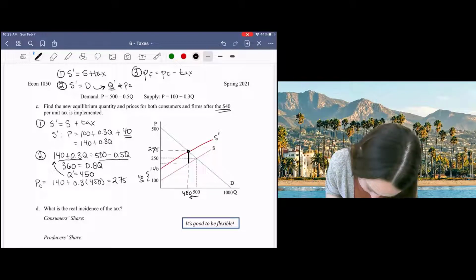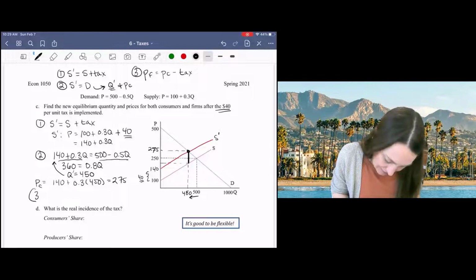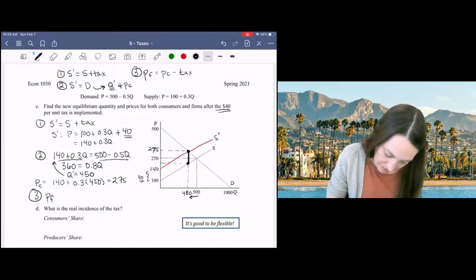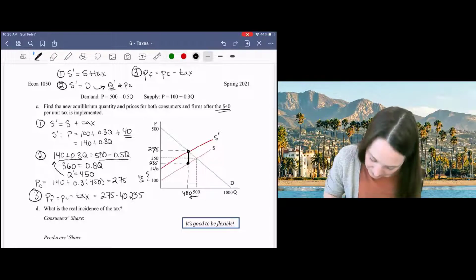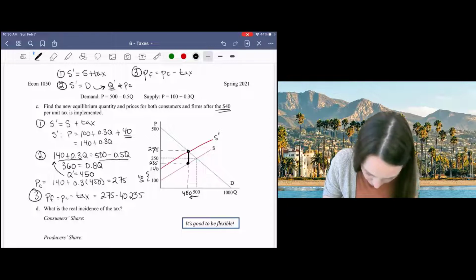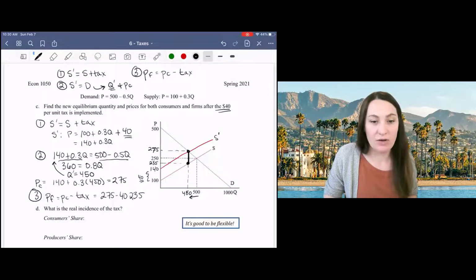Okay, and then now we've got one more step. Just the last step, the easiest step, is to find the price for the firms, which is going to be given by this point down here. It's just equal to that price for the consumers minus the amount of the tax. So I've got 275 minus 40 is equal to 235. Okay, good. So we've shown the effect on the market by finding our new equilibrium, which note has 2 prices now, along with 1 quantity.